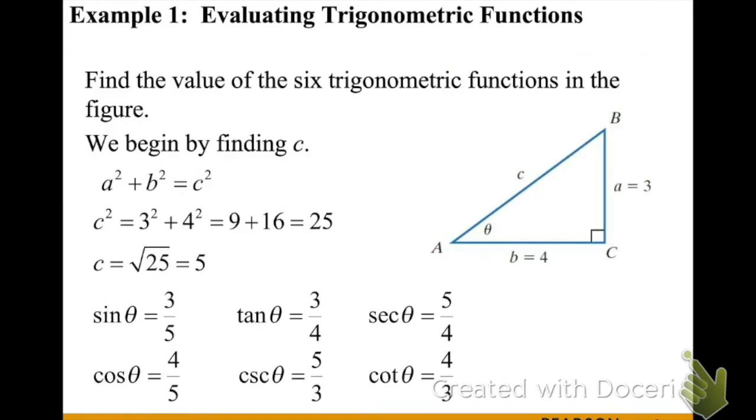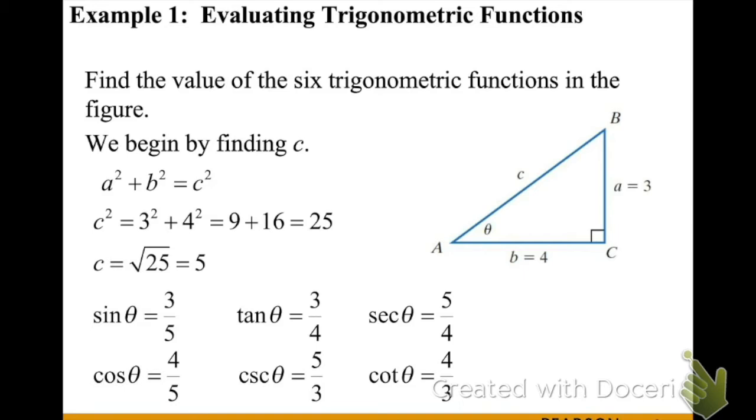Example 1, evaluating trig functions. Find the value of the 6 trig functions in the figure. So the first thing we need to do is know all 3 sides. I only know that B is 4 and A is 3. So I'm going to find the third side, C, by using the Pythagorean theorem. A squared plus B squared equals C squared, and we get C equals 5.